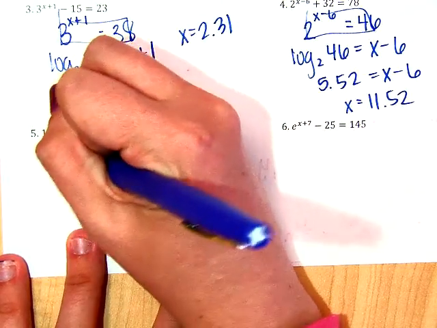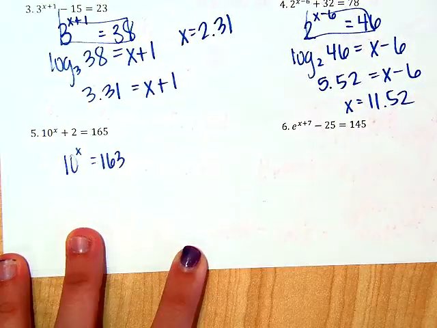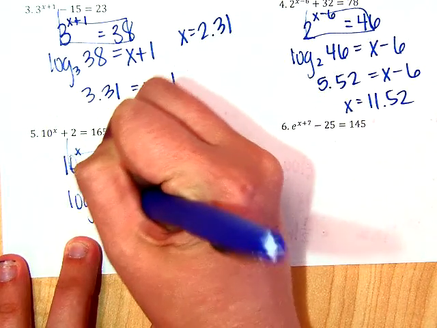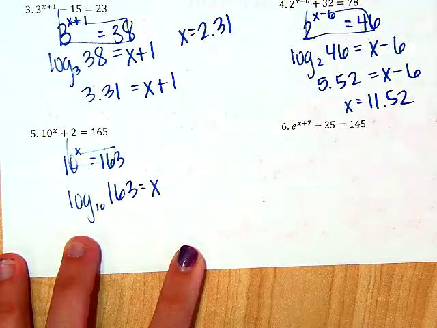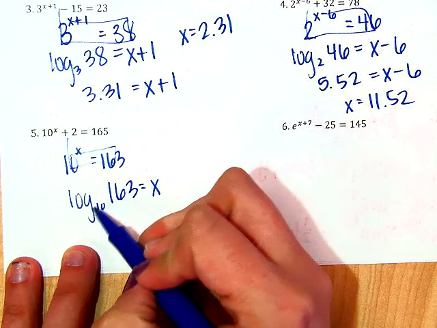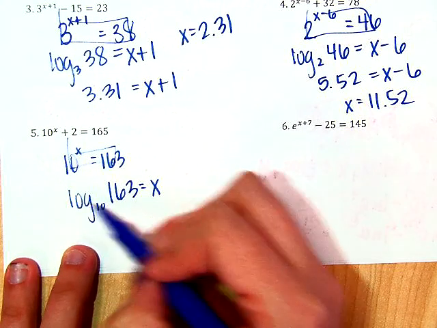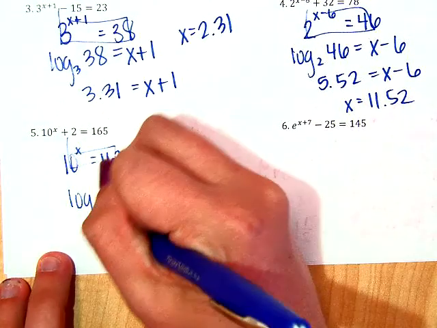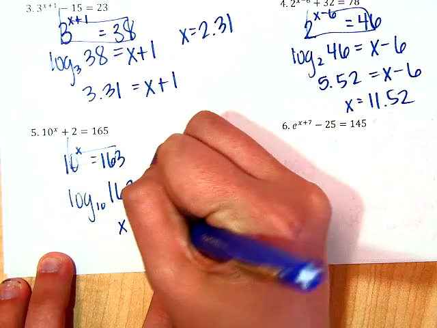Subtract 2 first, 10 to the power of x equals 163. Then when I go to do my L, it becomes log base 10, 163 equals x. Now remember, your calculator is in base 10, so you actually just have to type in log 163, x equals 2.21.